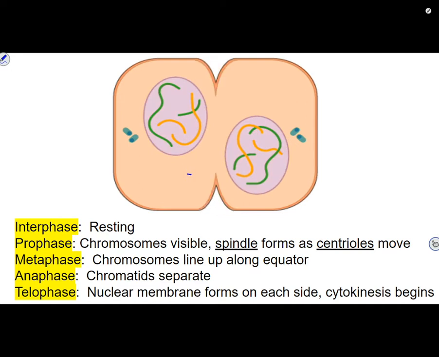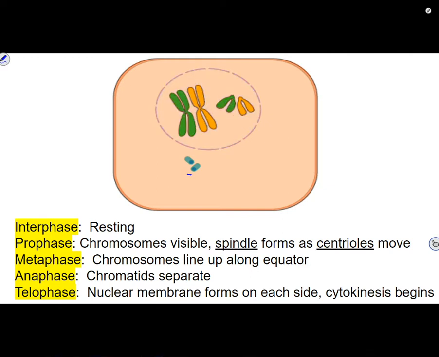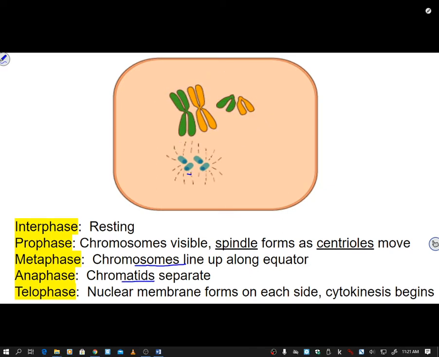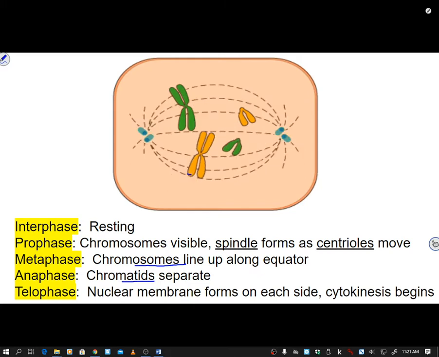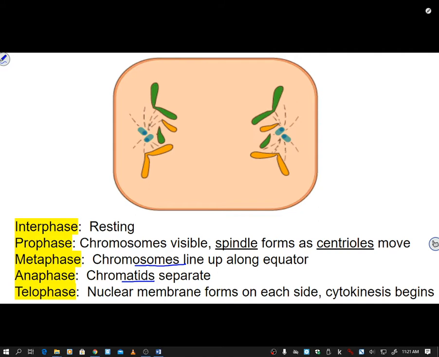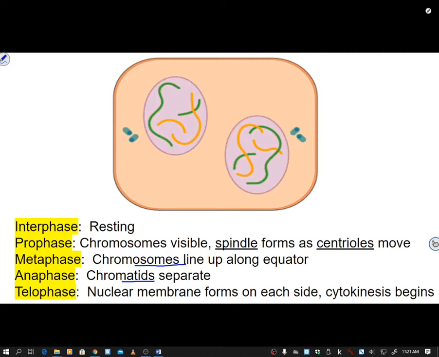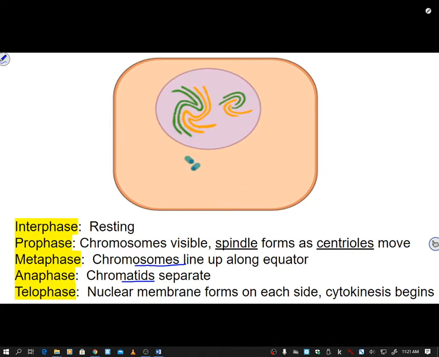Metaphase, chromosomes line up along the equator. Anaphase, chromatids separate. So you can see why I was talking about the different words, chromosome versus chromatid. The chromosome is right here. There's two of them. See that? Now it's a chromatid when there's a single one. All right, the nuclear membrane during telophase forms on each side and cytokinesis begins.